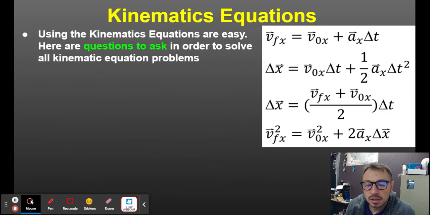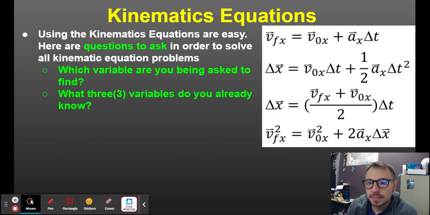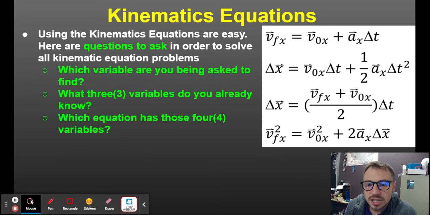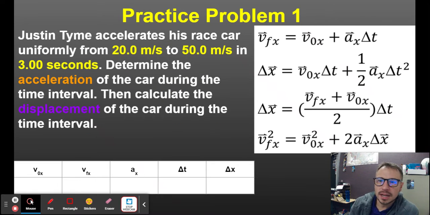So let's look at the questions that somebody should ask when they are solving a kinematics equation problem. So the first one is, which variable are you being asked to find? What 3 variables do you already know? And which equation has those 4 variables? So let's look at a practice problem.